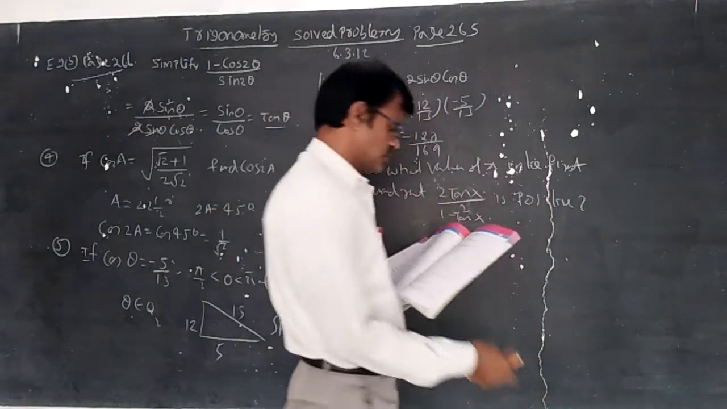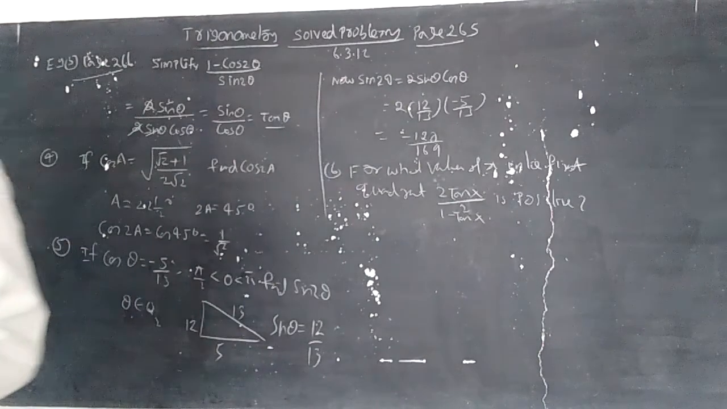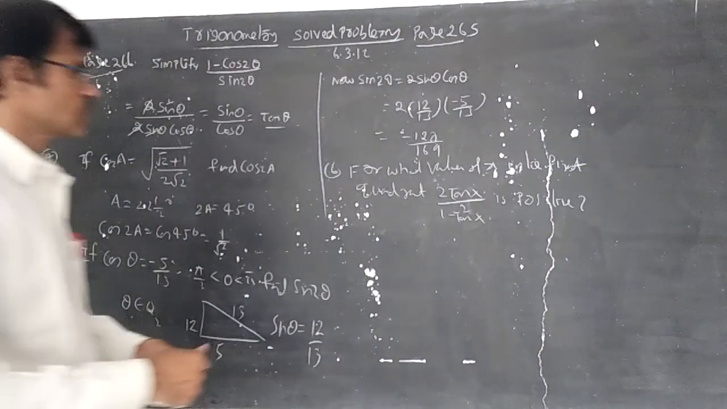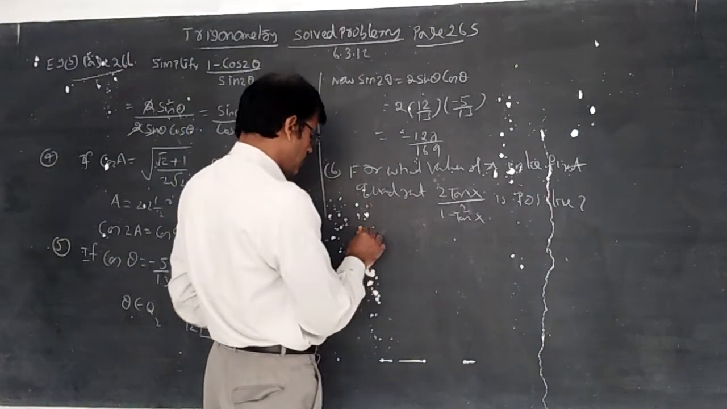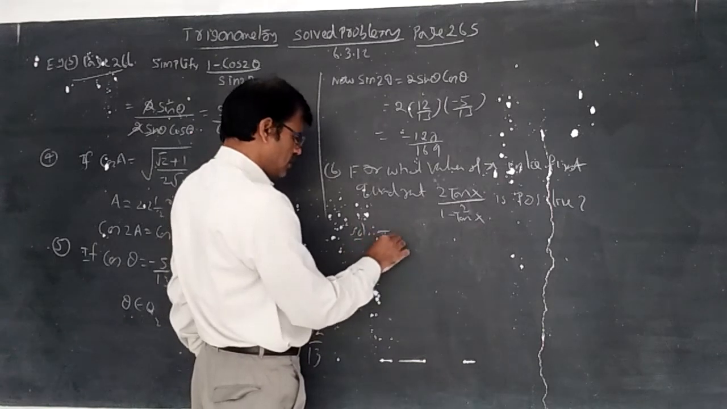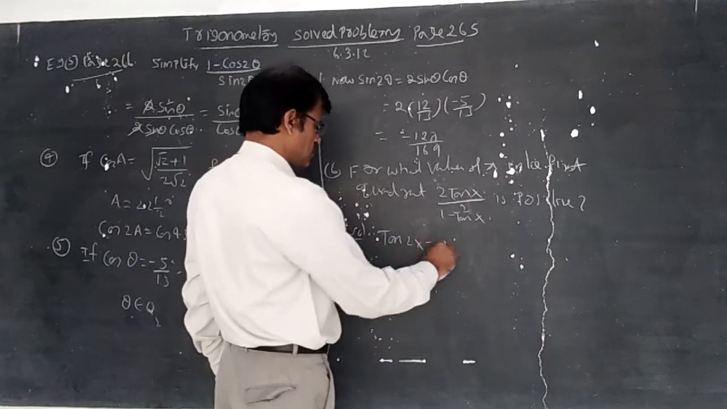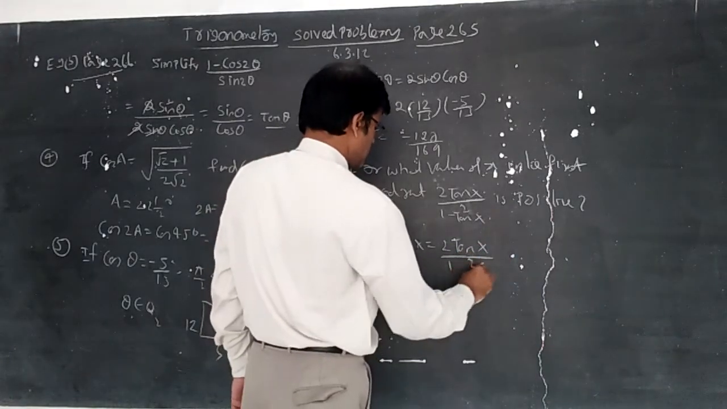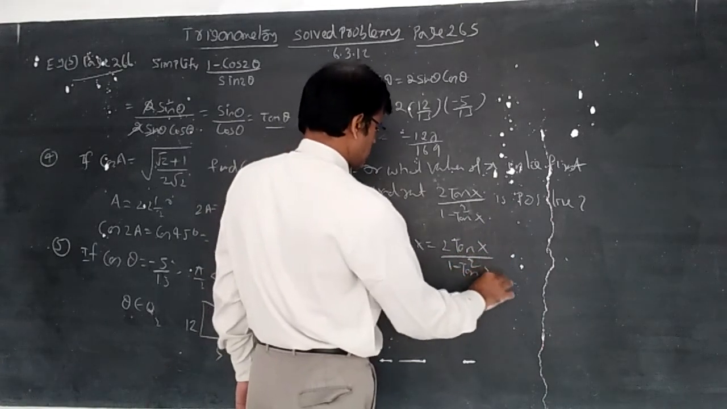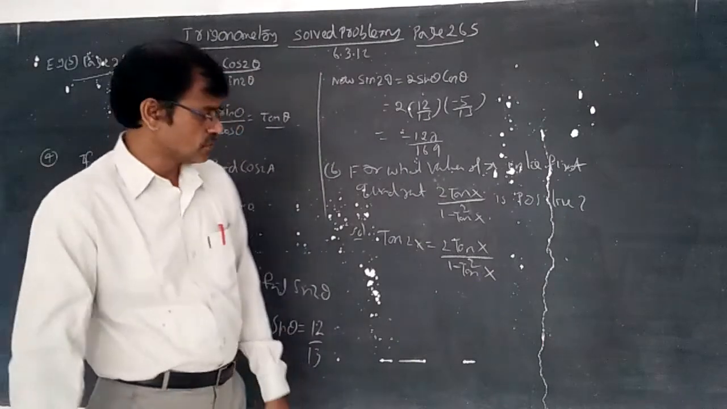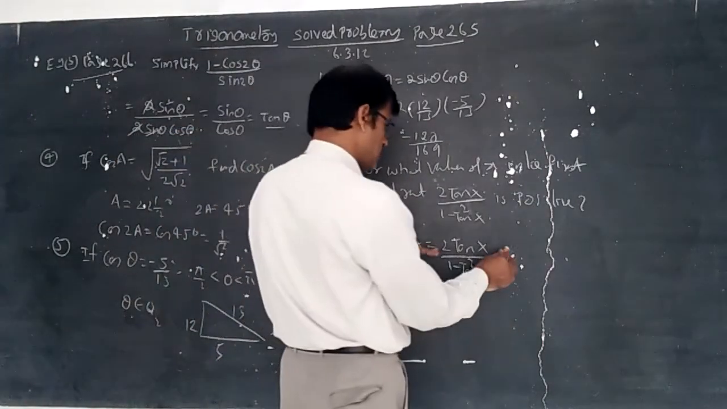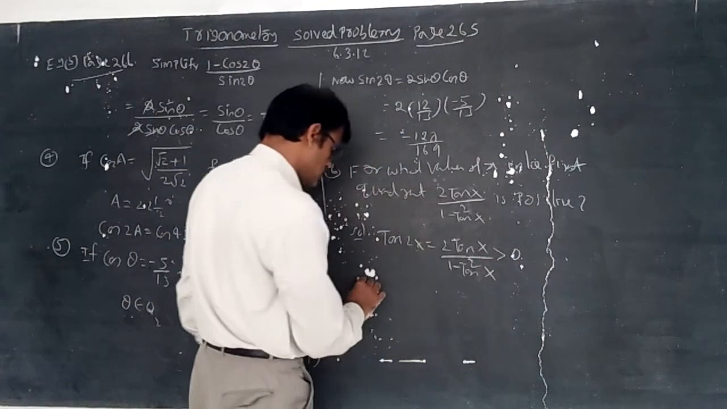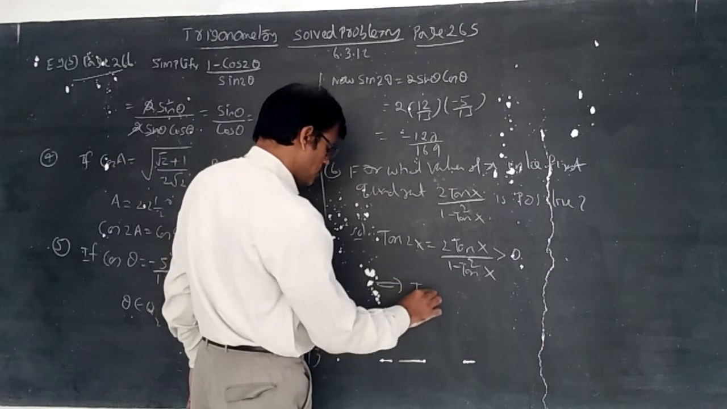This is the question: is it positive? Let us remember the formula. Tan 2x is equal to 2 tan x by 1 minus tan square x. This is positive, that means greater than 0.